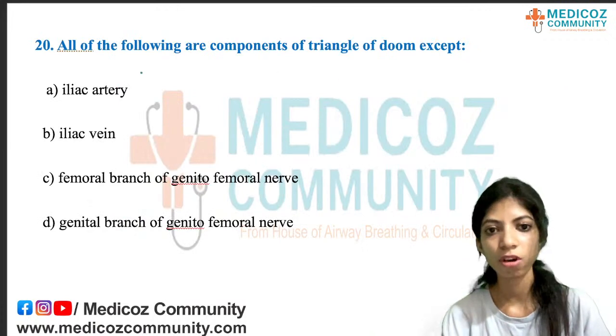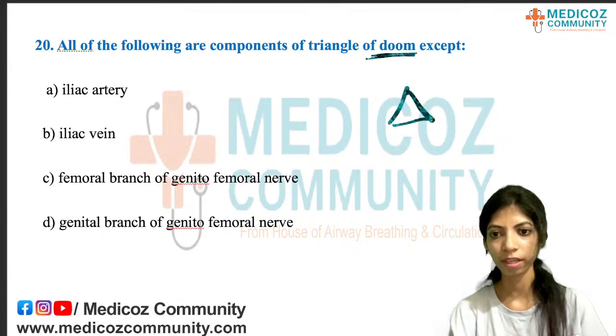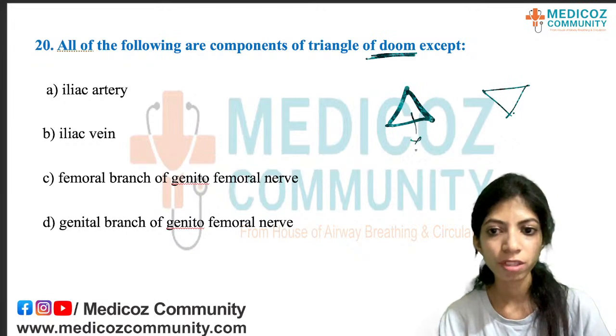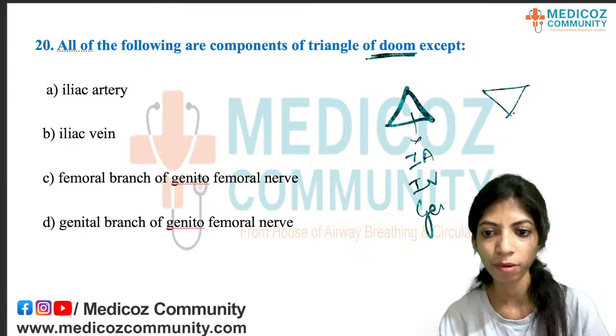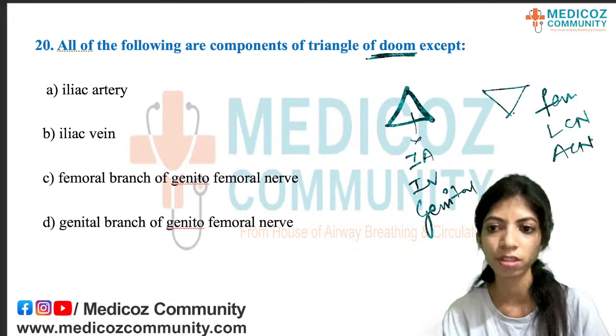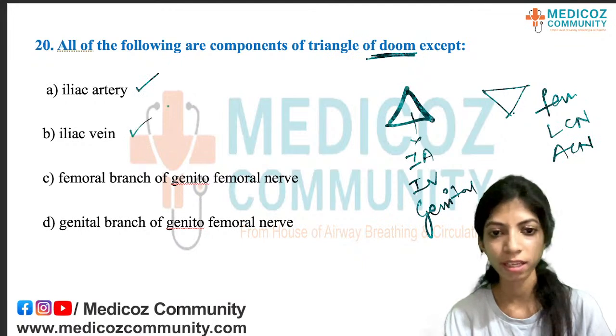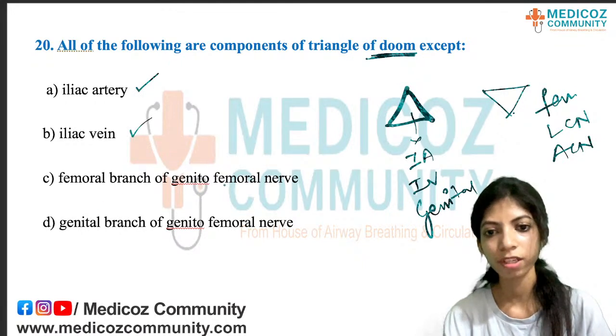So what is he asking? All of the following are components of the triangle of doom. The triangle of doom is your medial one, like this. Your pain is the reverse triangle. So what are the contents of this? As we already spoke, iliac artery, iliac vein, and your genital branch, not your femoral. Your femoral branch is present here, and your lateral cutaneous nerve and anterior cutaneous nerve. So iliac artery is present, yes. Iliac vein, yes. And the femoral branch of the genitofemoral.